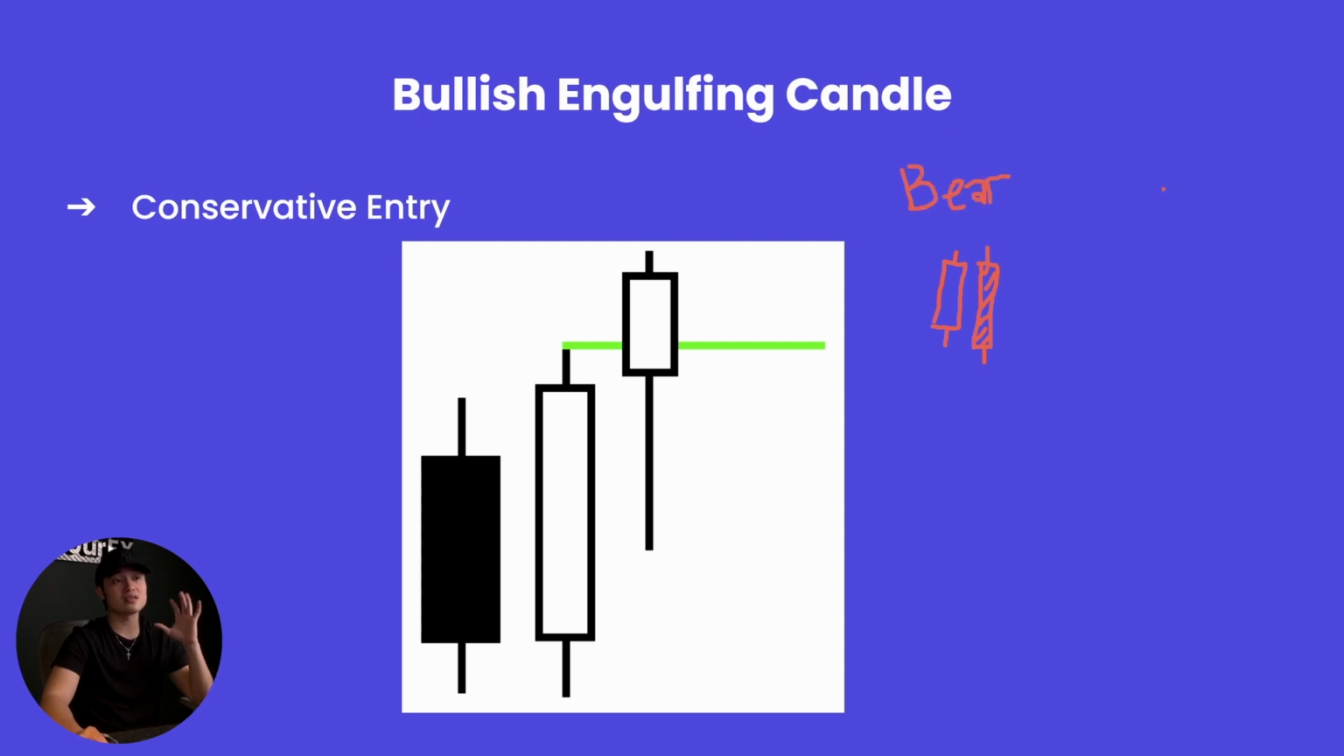For the bearish engulfing candle, for the conservative entry, you have to make sure that the next candle after the bearish engulfing candle breaks below and the price closes below the engulfing bearish candle, like this. Just the same concept, but it's flipped upside down. You get the point here? Okay, great. So what if we have the more aggressive entry?